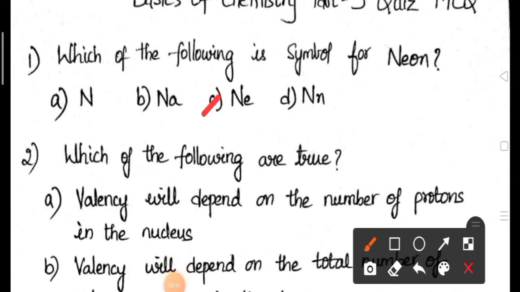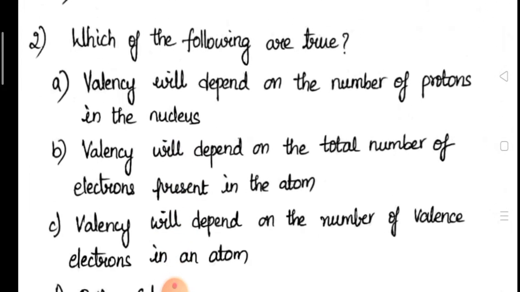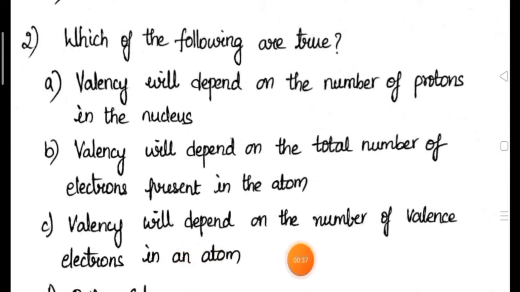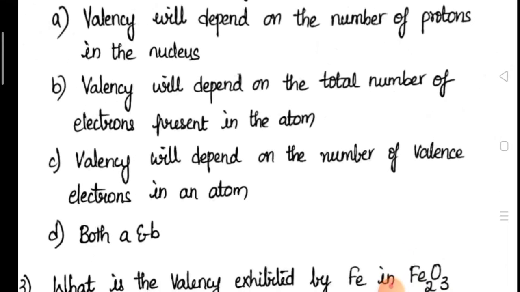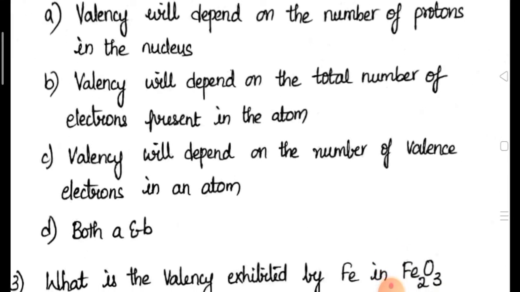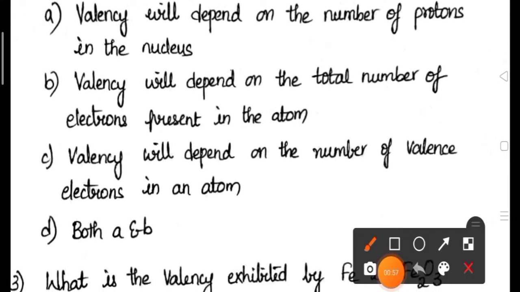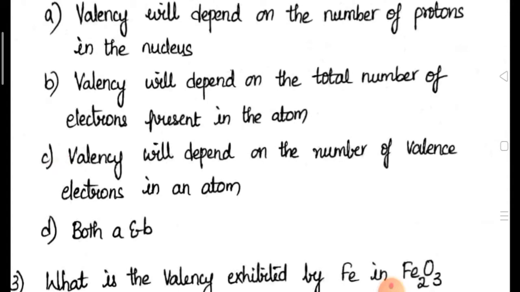And coming to the second question, which of the following are true? They are asking which of the following are true. A, valency will depend on the number of protons in the nucleus. B, valency will depend on the total number of electrons present in the atom. And C, valency will depend on the number of valence electrons in an atom, both A and B. Valency will depend on the number of valence electrons. We have already seen the correct answer is C.